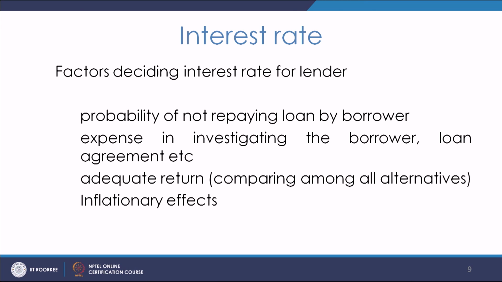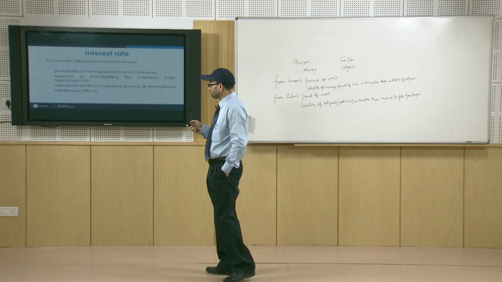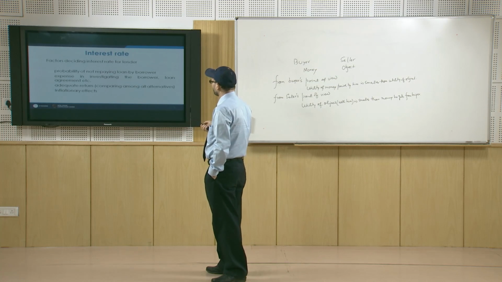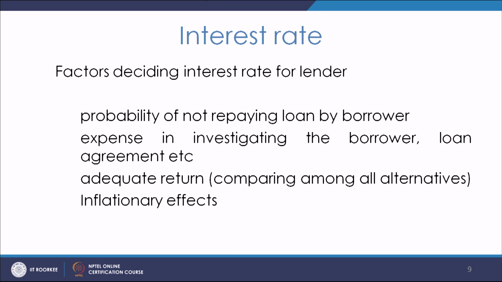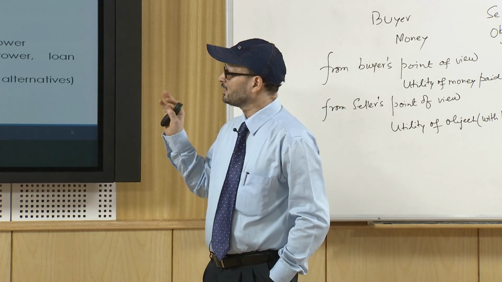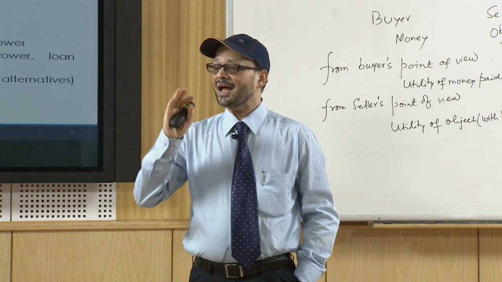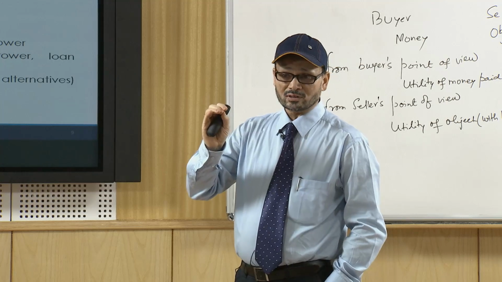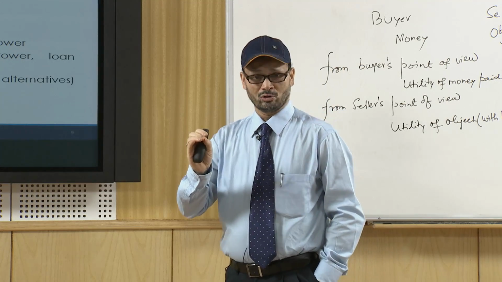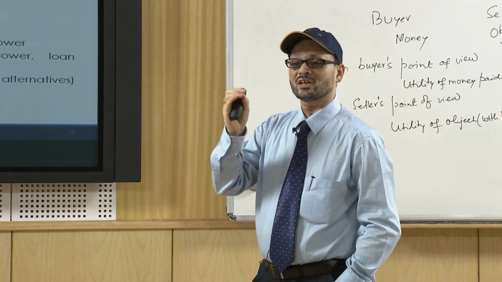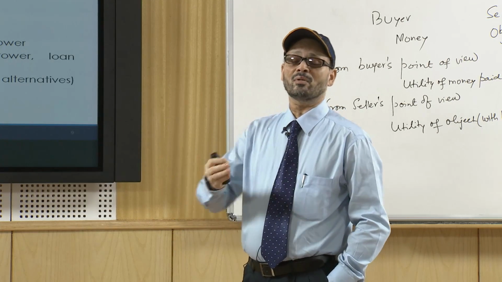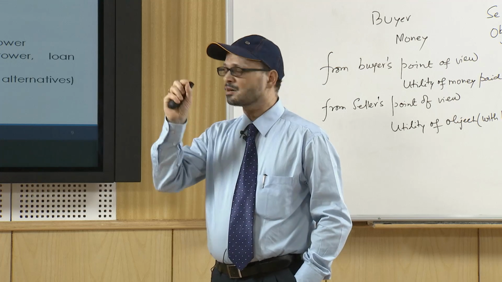Now, what are the factors which decide the interest rate for the lender? The factors are, first, there is a certain probability that the borrower is not repaying the loan. He has to be sure that if the borrower is not repaying the loan and he has certain fixed assets which he has kept with him, at least he can get some amount from there. So, there will be that component.